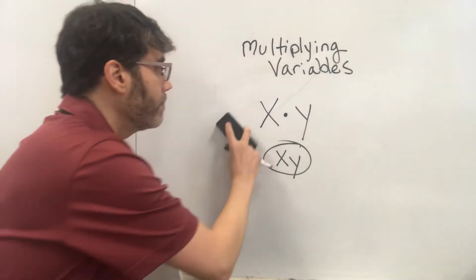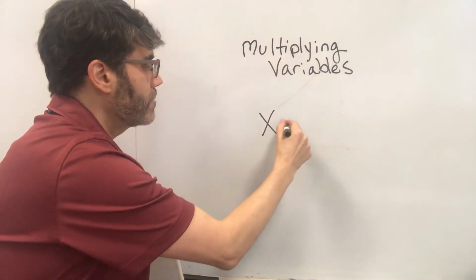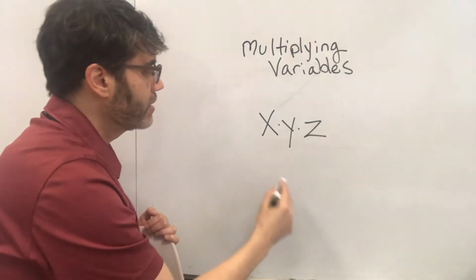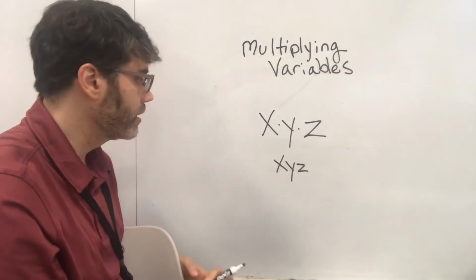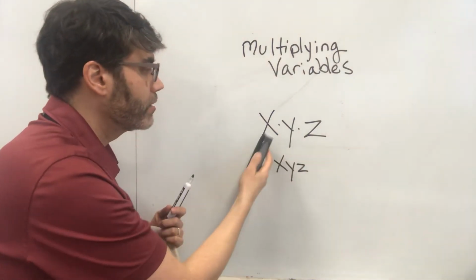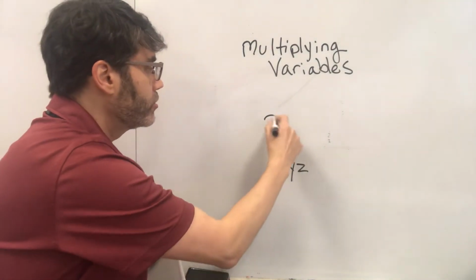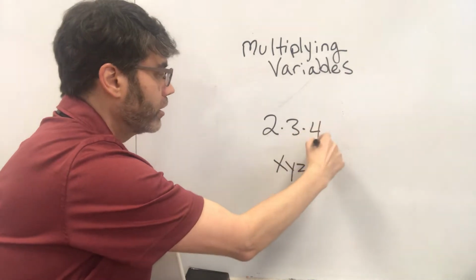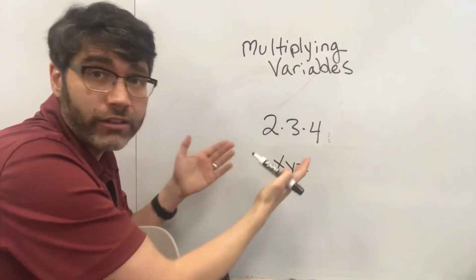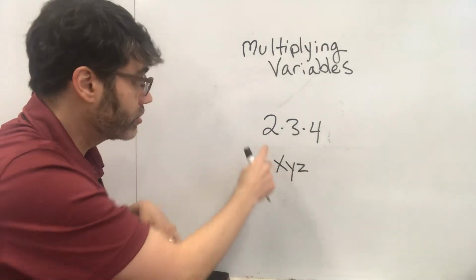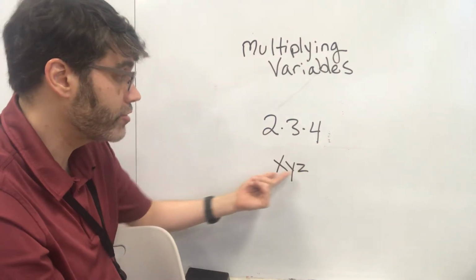If we had x times y times z, that would be xyz. All just multiplied against each other. If they had numbers, let's say it was 2, 3, 4, it would be 2 times 3 times 4. That's fine. Now, if you knew their actual values, then you could multiply them. That would be 24. But the point is, if you don't know what the values are, you can keep them like that, and it's totally fine.